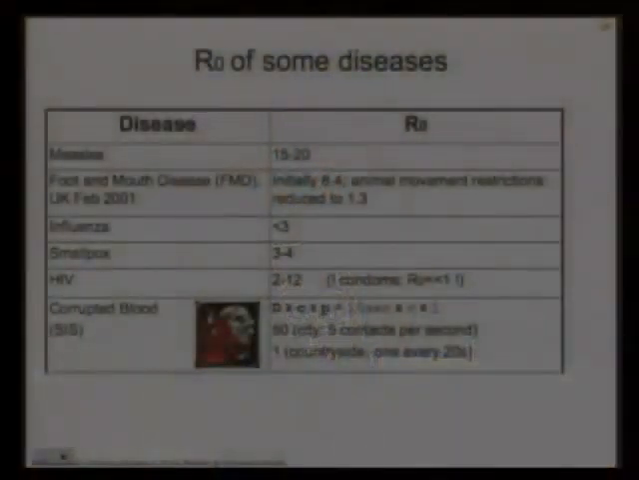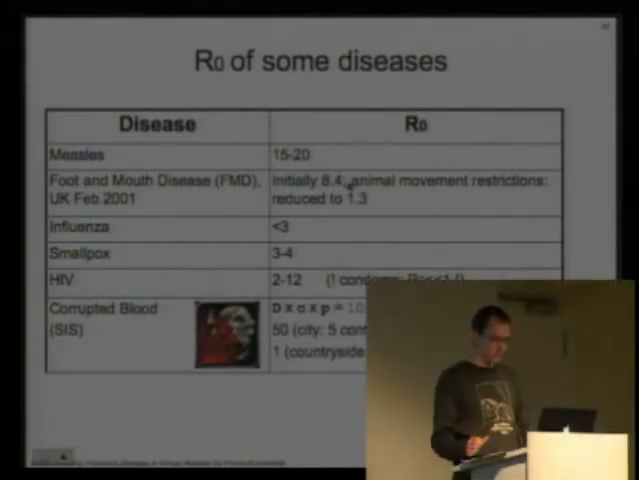Now, here's the R0 of some diseases. You can look it up in the literature. Measles has a very high R0. Foot and mouth disease in the UK, February 2001, which was also covered by press, started with 8.4, and then when they found out that it was actually the sheep spreading the disease and the movement of sheep around the country, they stopped animal movement and it was reduced. And influenza, for example, has an R0 of about 3.